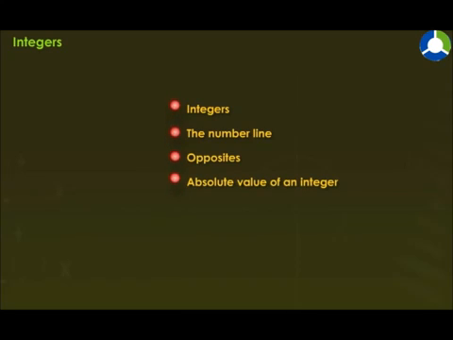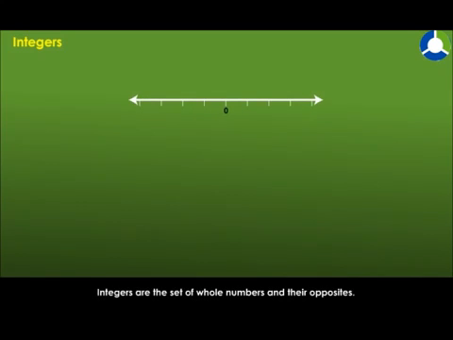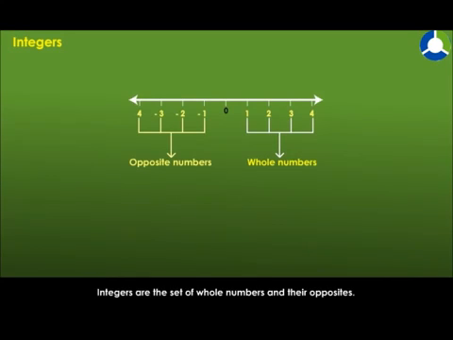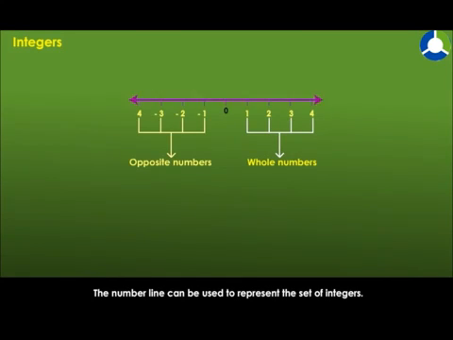In this chapter, we will study about integers, the number line, opposites, absolute value of an integer, addition and subtraction of integers, and exponents. Integers. Integers are the set of whole numbers and their opposites. The number line can be used to represent the set of integers.